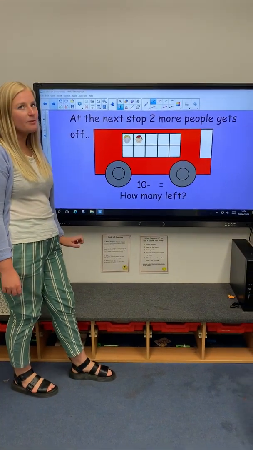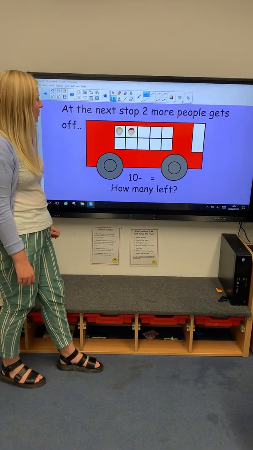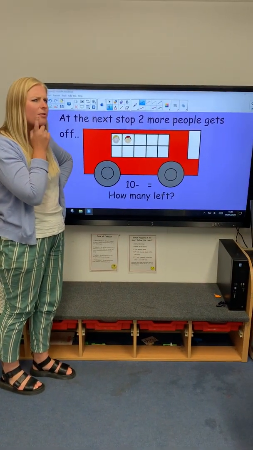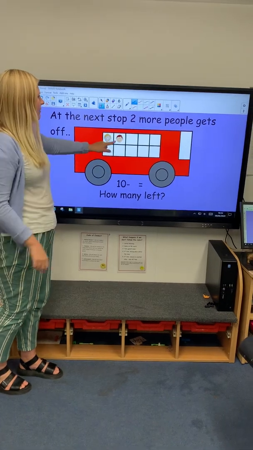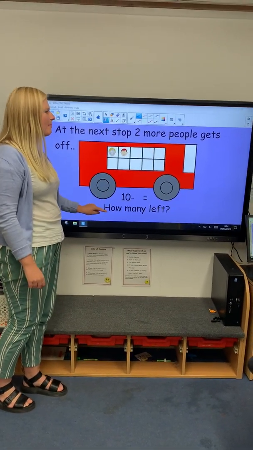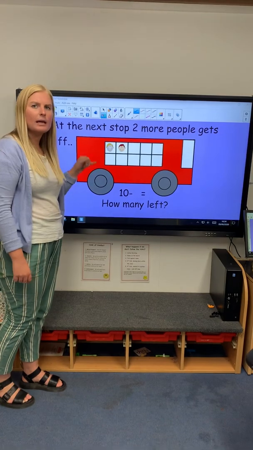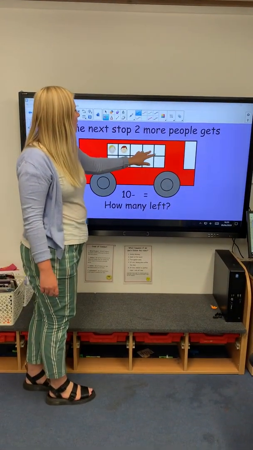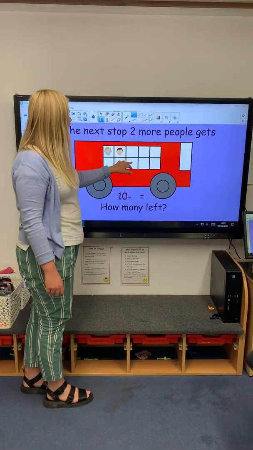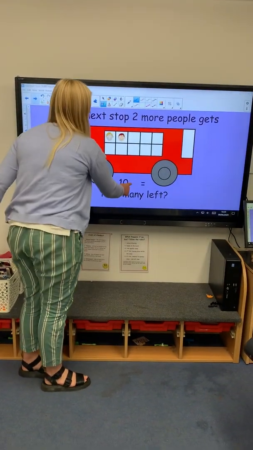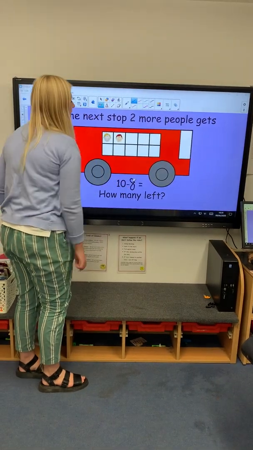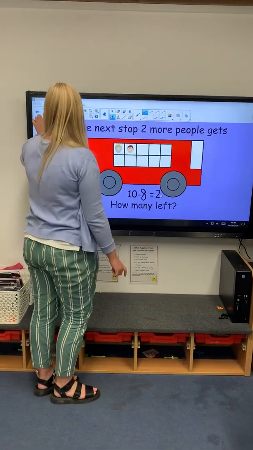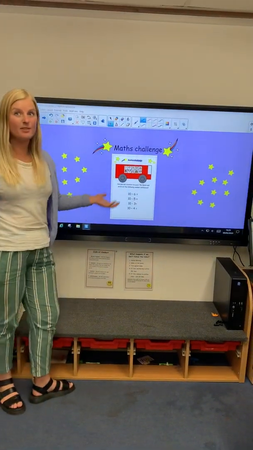2 more people get off the bus. So now 10 take away. Oh, how many people have got off the bus? We know how many people are left here. We might have to count the blank spaces to work out how many people have gone. Shall we do that together? 1, 2, 3, 4, 5, 6, 7, 8. 10 take away 8 equals 2. And that was the end of the bus journey.